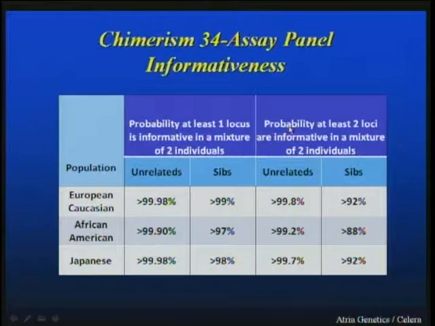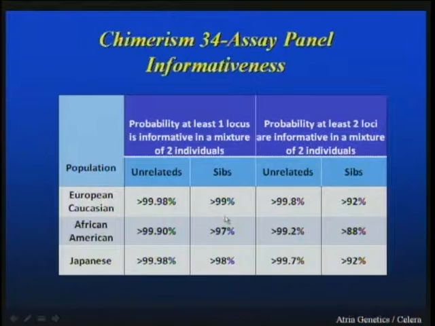And we have asked the company to give us information on what happens if you're looking at three loci, and I've never received that information, which leads me to believe that it's probably not very good. But the main reason for this not being so powerful is if you focus your attention on the African American population, to find just a single locus among sibs that's informative, at best your chances are 97%. Now, all you're asking for is a single one. If you're European or Japanese, your chances are better.